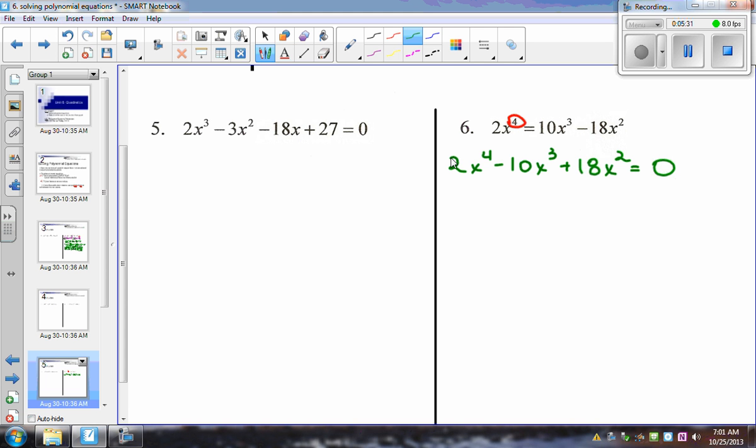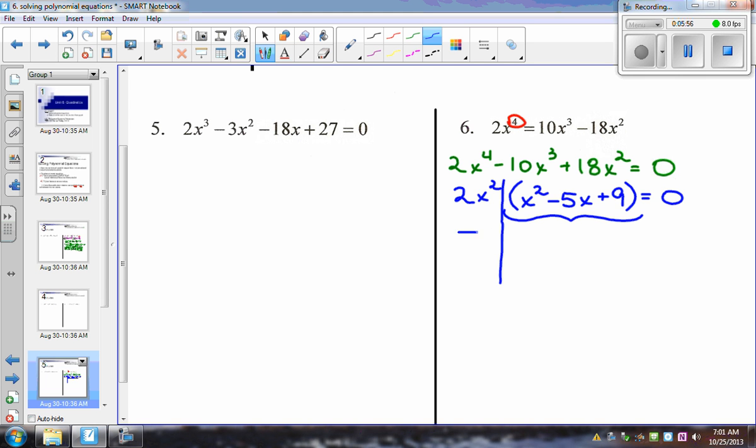And if we do so correctly, hopefully you notice that this entire trinomial has a GCF of 2x squared. From there, we're left with x squared minus 5x plus 9 equals 0. Now, unfortunately, that x squared minus 5x plus 9 is not factorable any further. So we're left with as far as we can go in terms of our factors.